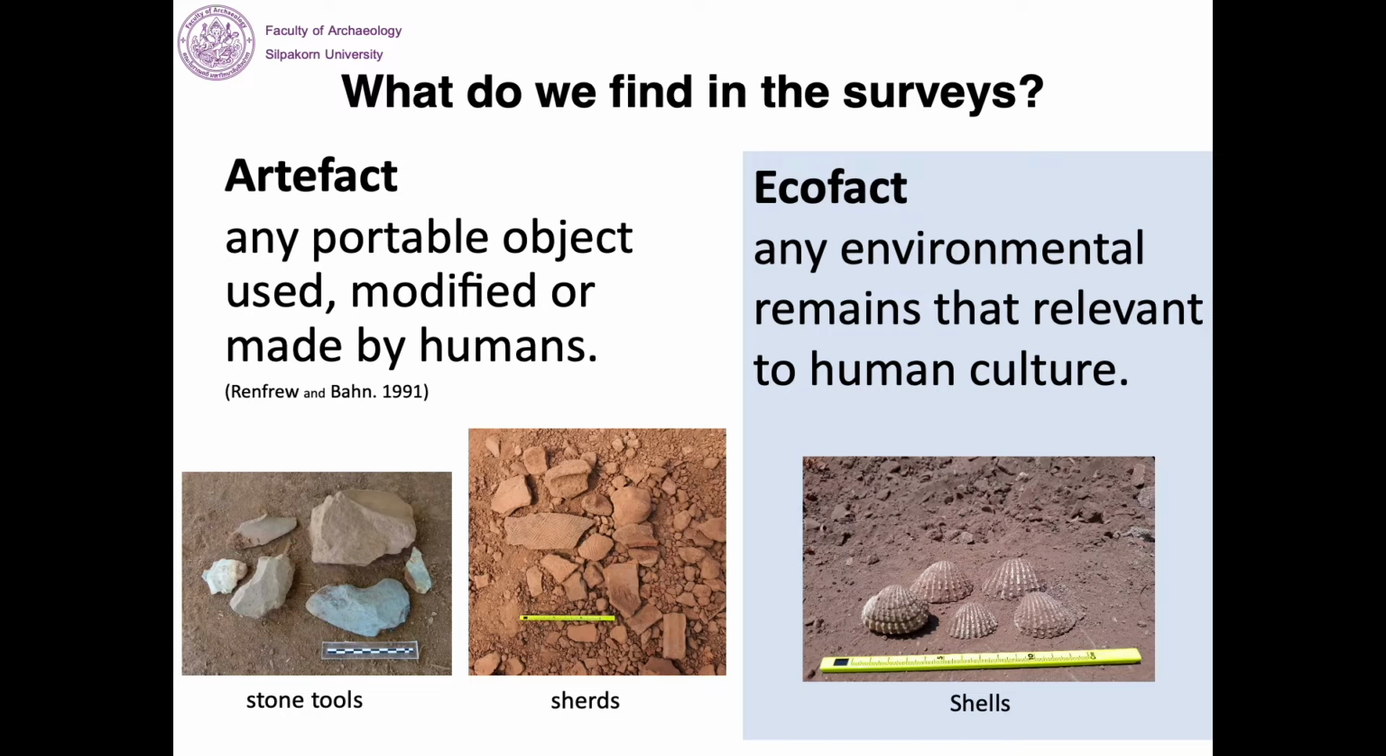The artifact refers to any portable object used, modified, or made by humans, such as stone tools, shards, glass beads, bronze axes, etc. The second type of archaeological evidence is ecofact, which is any environmental remains that was not modified by humans but is relevant to human culture. For example, wood, animal bones, shells, plant seeds.